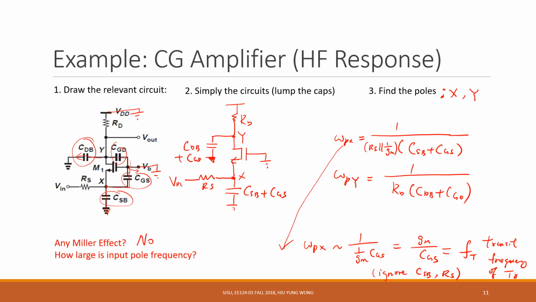Okay. So two messages here, right? Of course, we did the exercise, that's good, right? And you see I did something wrong. It should be Rs parallel 1 over Gm for this resistor. Need to be very careful, right? Two things to take out. One is that there's no Miller effect. Another is what? The input pole is about equal to the transit frequency for a common gate amplifier. So it means it's dominated by the output pole. It means the input pole is very, very high.